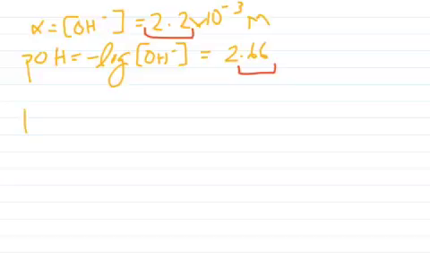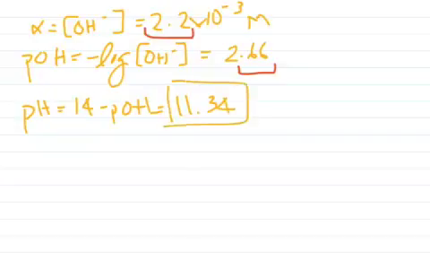Now for the pH, we know that pH is equal to 14 minus the pOH, and we get 11.34 as our answer. So just like our Ka, it's the same process as our Kb.